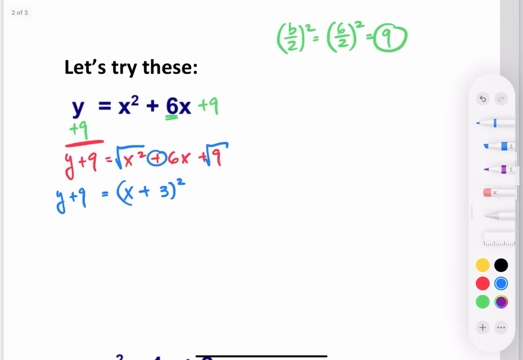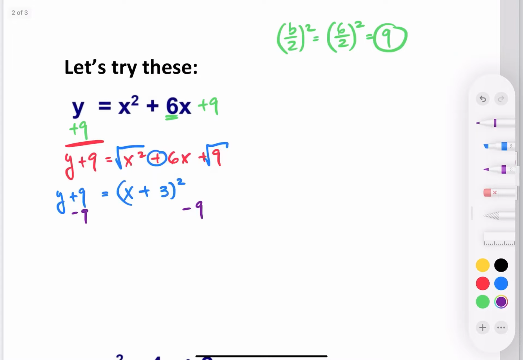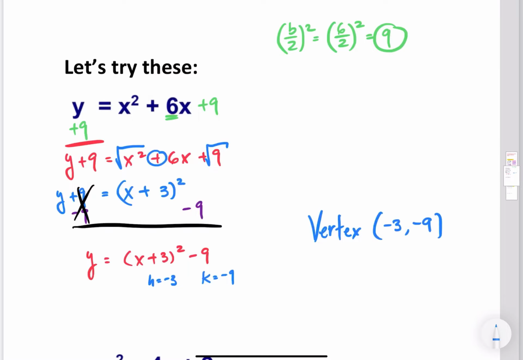And our last step here is to go ahead and subtract 9 on both sides. The 9s on the left will cancel each other out, and that's going to leave us with our equation in vertex form. So y is equal to x plus 3 squared minus 9. So there's our vertex form. Now to get our vertex, remember that h has to be the opposite of what it says in the equation. So h is negative 3, k is equal to negative 9. So our vertex, in this particular case, is going to be located at negative 3, negative 9.